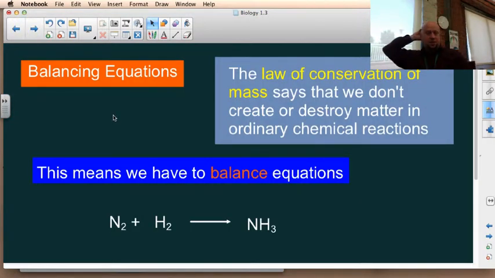So the law of conservation of mass says that in a regular chemical reaction, we don't create or destroy matter. In other words, if we have 34 grams on the reactant side, we have to have 34 grams on the product side as well. Now, what that means for us in terms of things that we actually have to do in a chemical reaction is it means we're going to balance our equations.